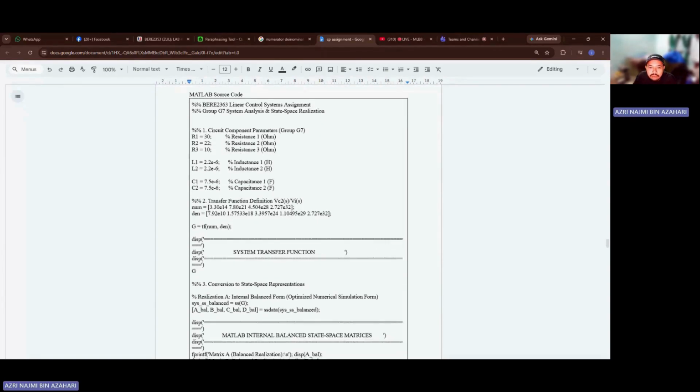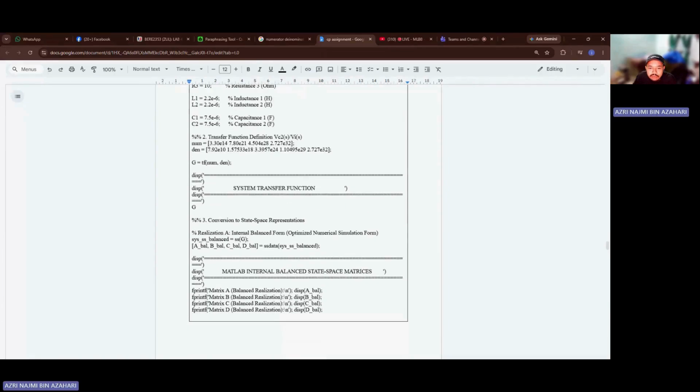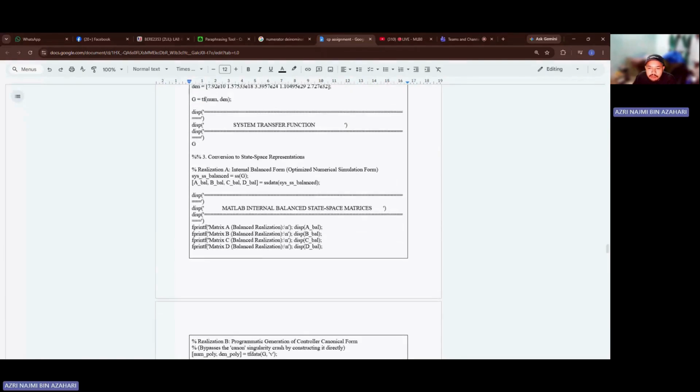Moving to section 2, instead of dealing with a massive equation for our transfer function, we just put those huge coefficient numbers into two simple arrays and use the tf command to let MATLAB build the function G for us. Finally, in section 3, conversion to state space representation.